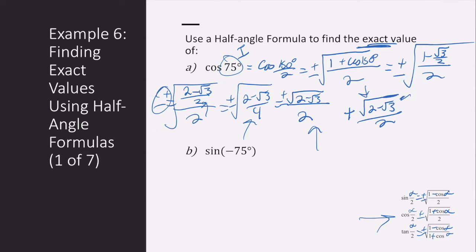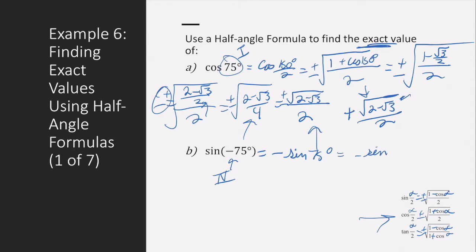So for our next example, we're going to take a look at sine of negative 75 degrees. Again, negative 75 degrees is not on our unit circle. The first thing I'm going to want to do is rewrite this. Friendly reminder that sine is odd, so I can pull that negative to the front. So I have negative sine of 75 degrees. And that makes sense, right? Because negative 75 degrees is in quadrant 4. Y is negative, our sine is negative in quadrant 4.